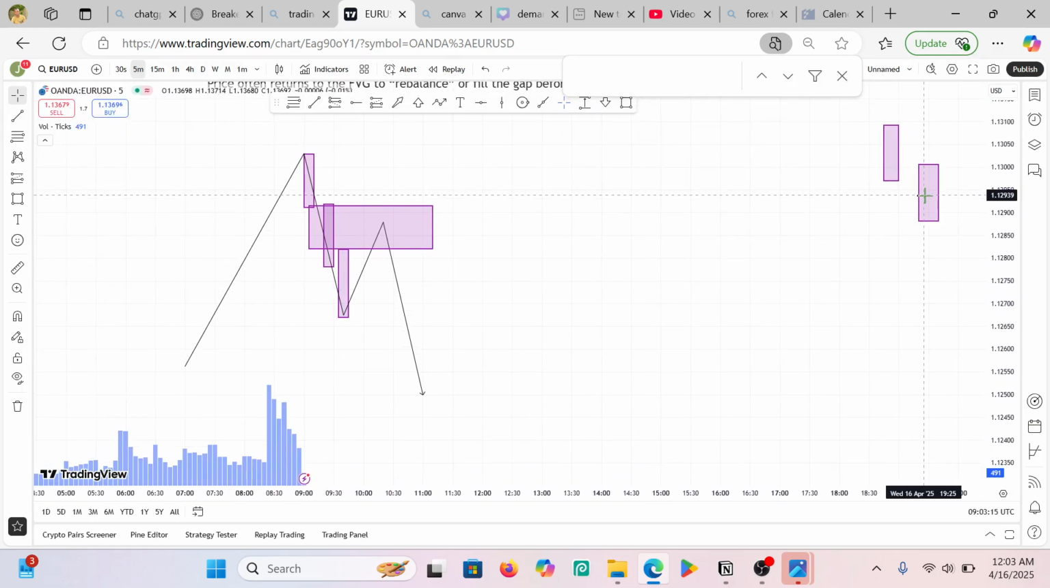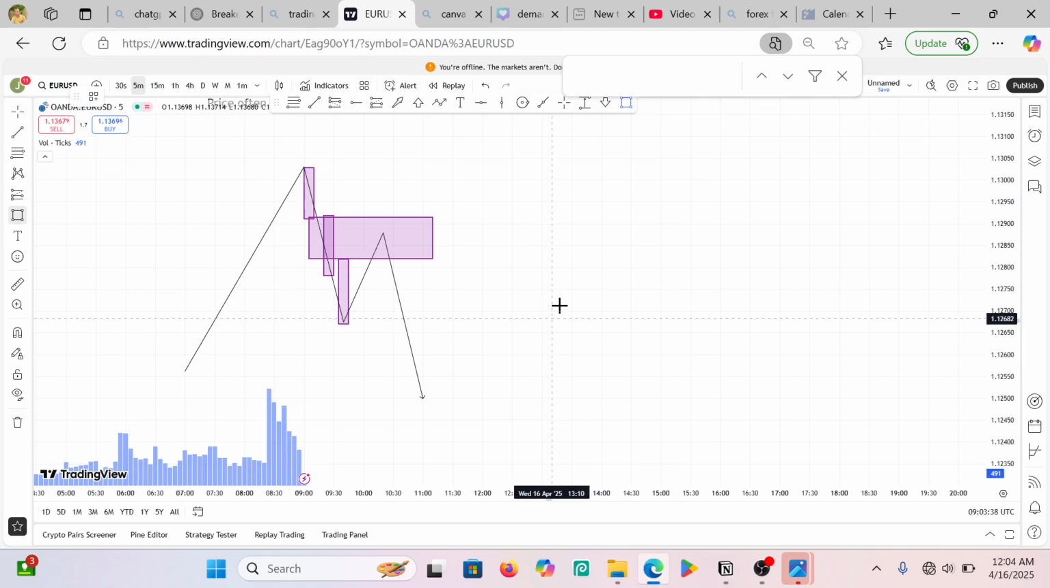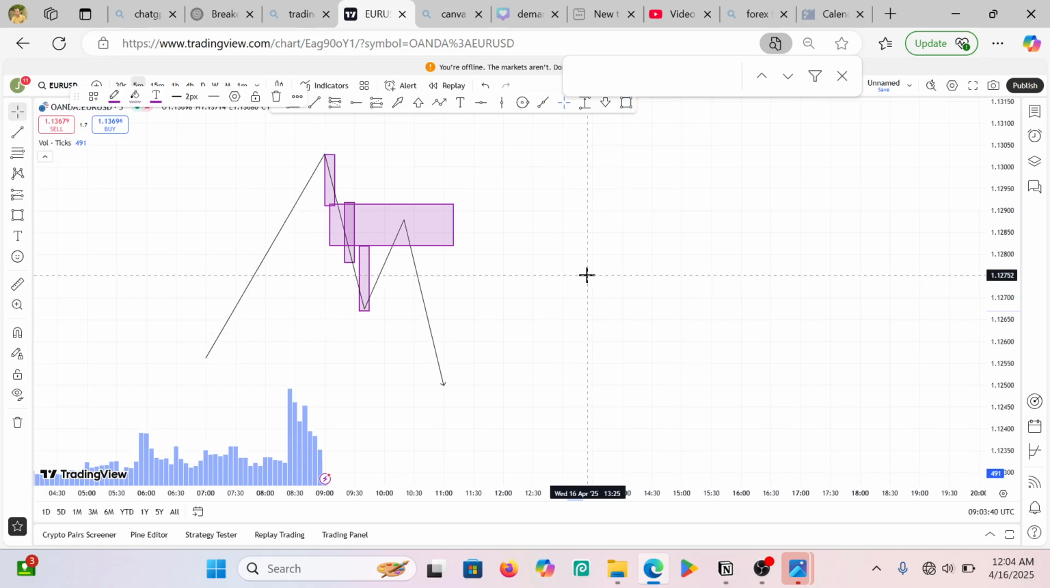So let's identify this. This is a bearish fair value gap. Let's identify the bullish fair value gap. Bullish fair value gap. Let me connect my internet.